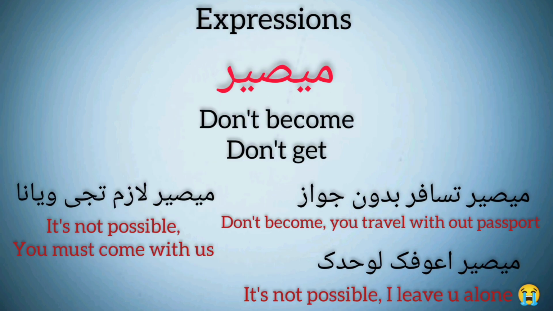And the last part is going to be about expressions. The most frequent expressions in Arabic, which are really useful and practical. The first expression is ميصير. And it basically means don't become, or doesn't become, or don't get. Or it's not possible. For example, ميصير تسافر بدون جواز. Don't, or it's not possible, you travel without a passport.